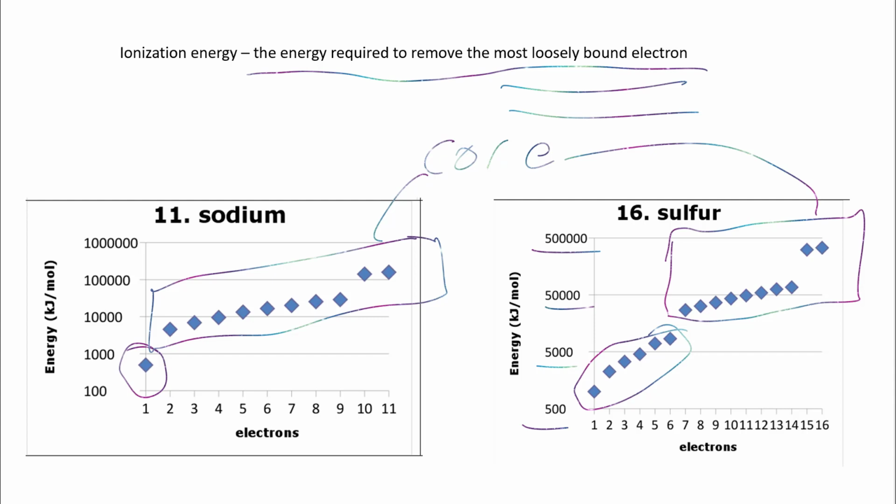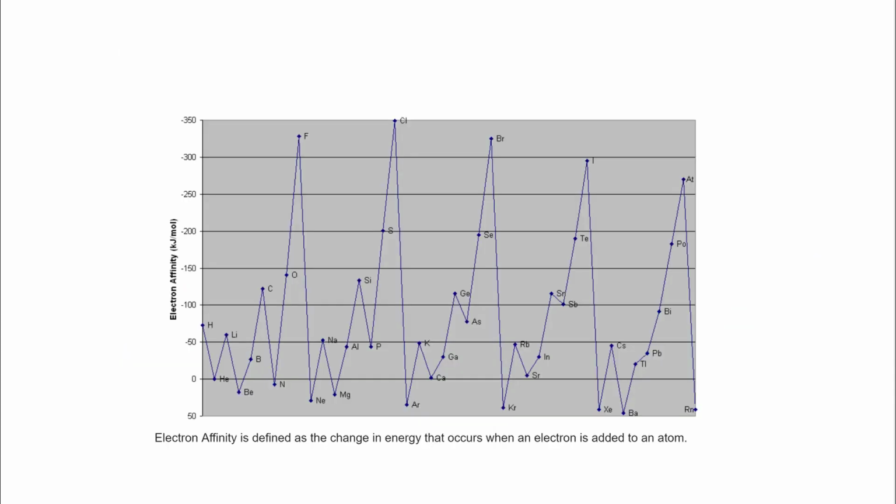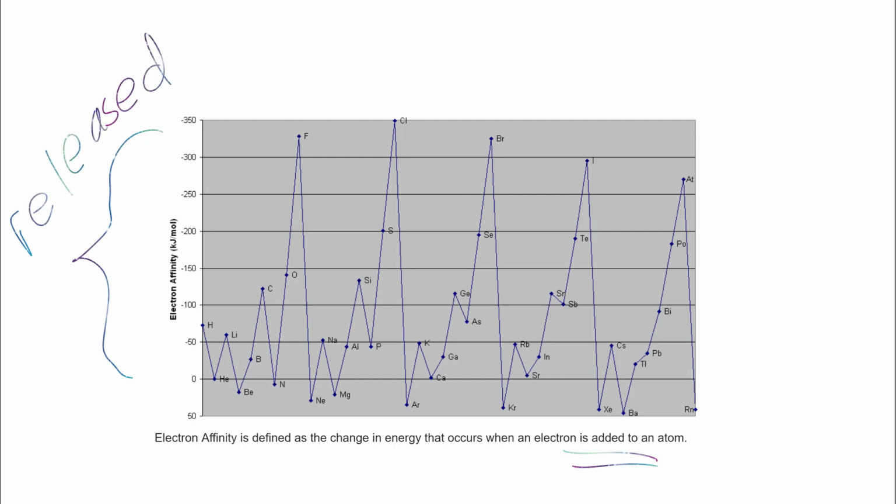So we also looked at electron affinity. This is the adding of electrons. And you notice that actually most of the values here are negative. That means energy is being released instead of being put in. What that means is that adding electrons is actually advantageous to an atom.